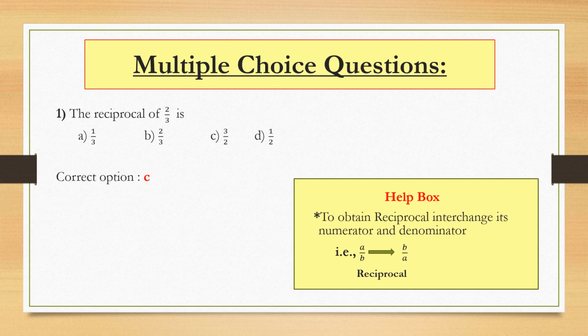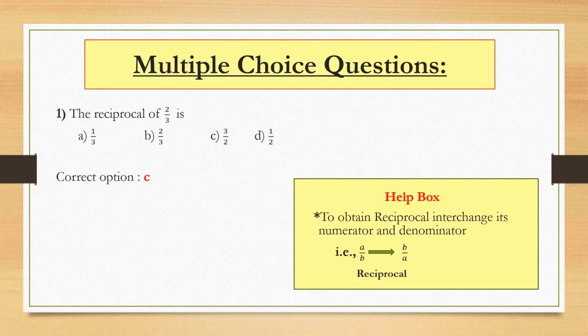Question number 1. The reciprocal of 2 upon 3 is, the four options have been given to you. A, 1 upon 3. B, 2 upon 3. C, 3 upon 2. D, 1 upon 2. Now, just in this slide, we are giving you a help box. So, if you can manage with the answer yourself, well and good. Otherwise, you can take help from this help box.